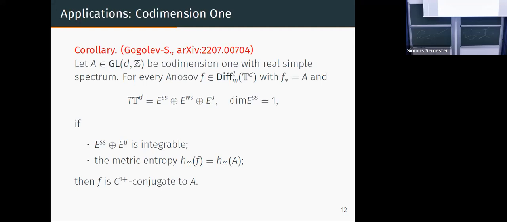Of course, you can replace the condition about metric entropy and conservativity by the condition that your F in the strong stable and the unstable have the periodic data, and it will give you the same thing.